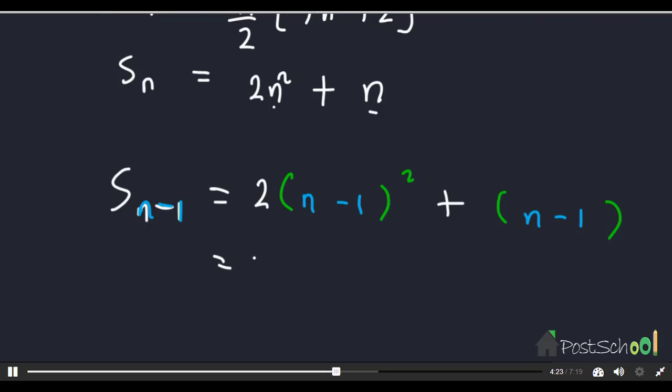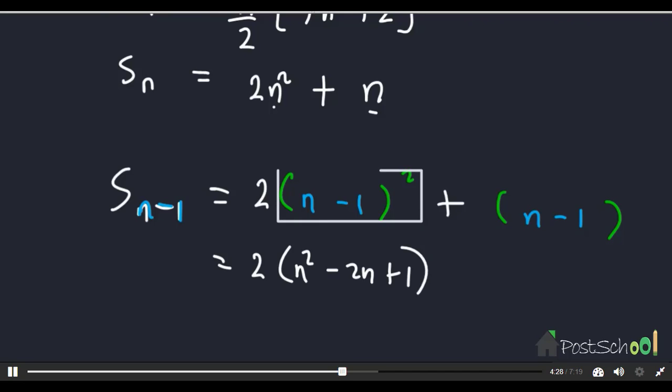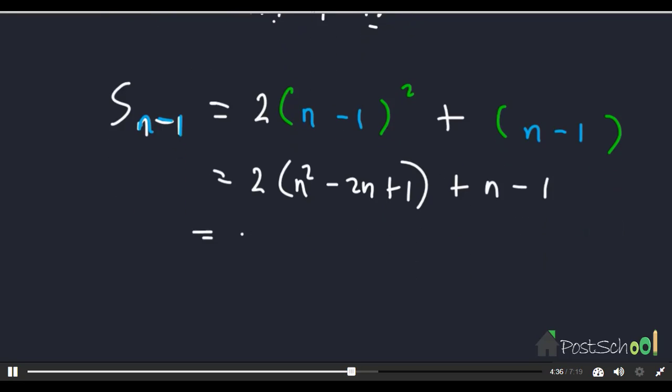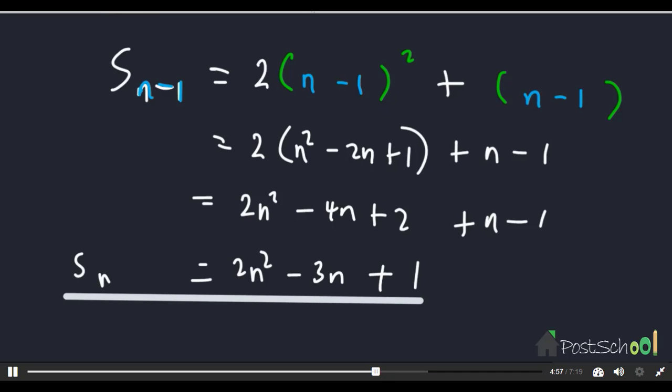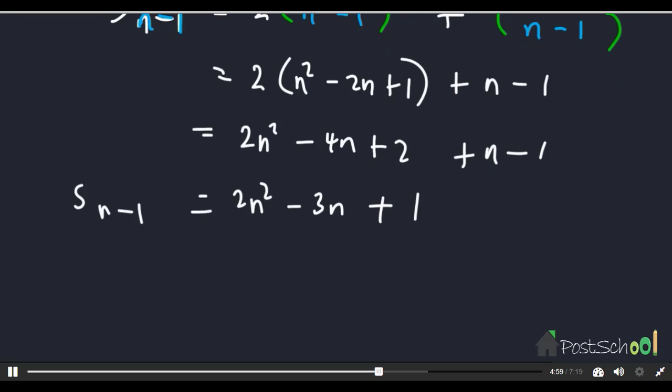Then this is going to be n squared minus 2n plus 1. Where did we get that? We just distribute from this bracket, plus n minus 1, and then this is 2n squared minus 4n plus 2. How do we get that? We just transpose 2 inside the brackets, plus n minus 1. So this is going to be 2n squared minus 3n plus 1. This is the answer for Sn minus 1.